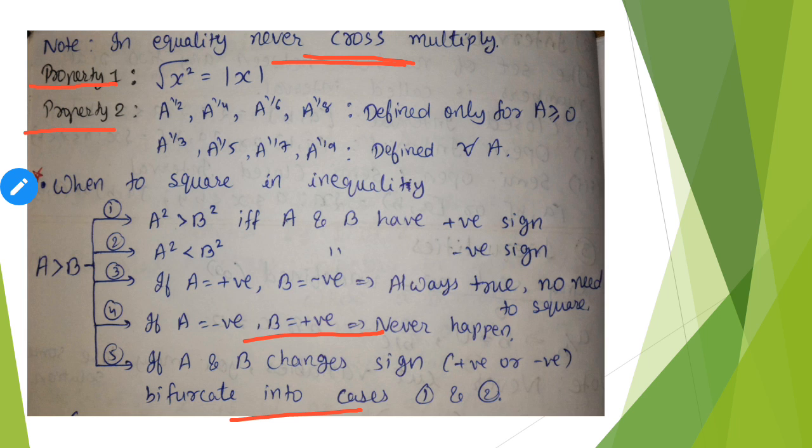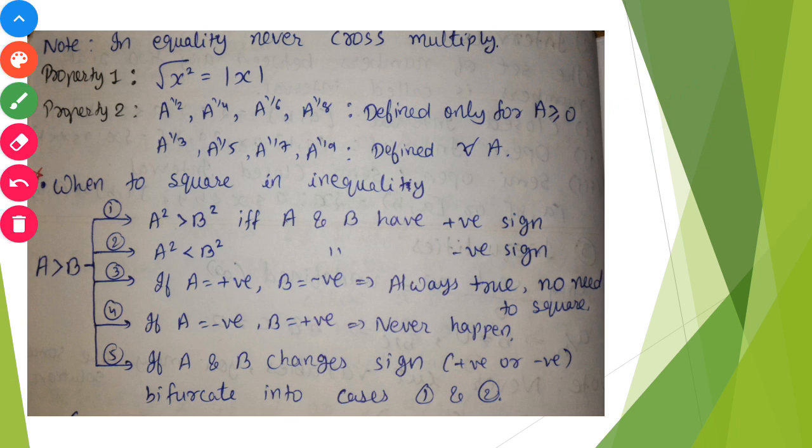Now let's see some properties. Property 1: what is the root of x square? The mistake we make is that we directly write root of x square is equal to x. This is absolutely wrong. Root of x square is equal to mod x. So we should take care here. Whenever we are solving such a question, we should use mod instead of directly writing positive x.